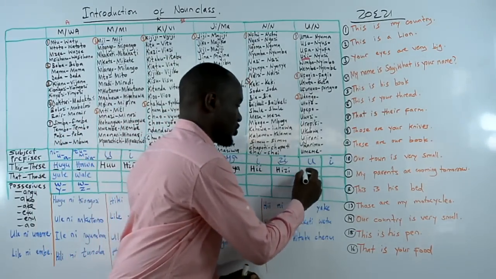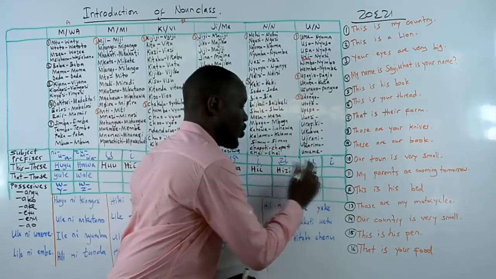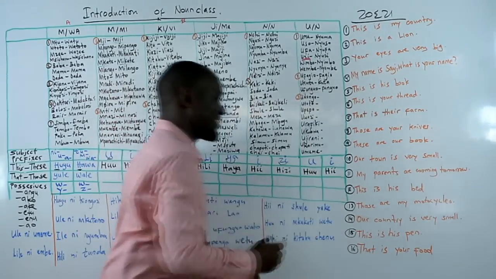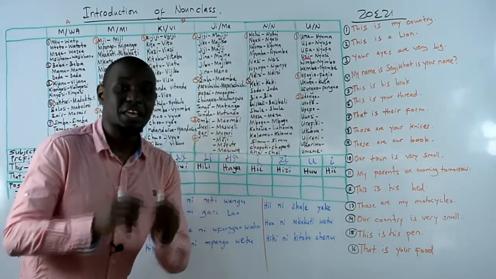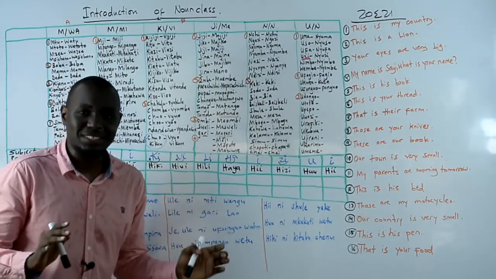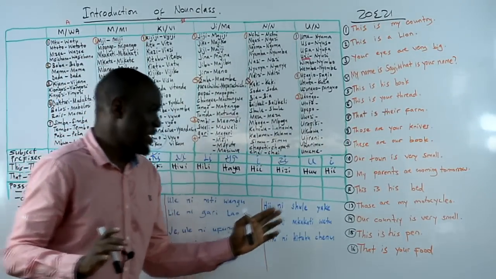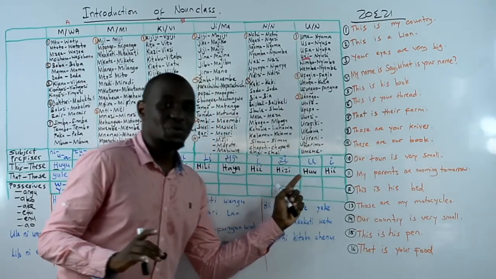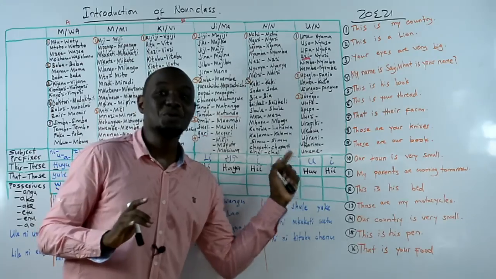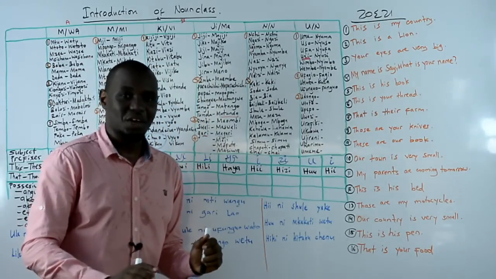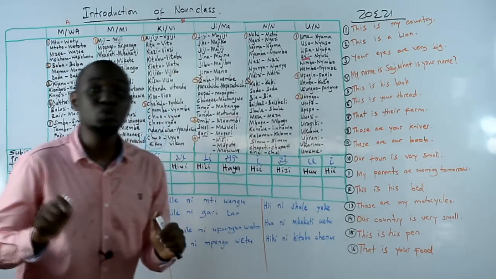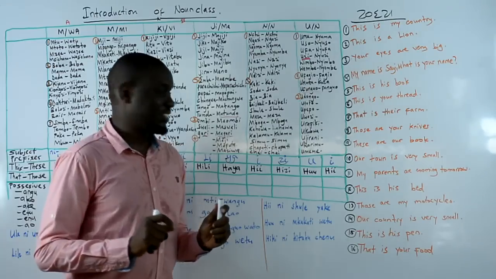It's hu first. Don't forget that. Who and what? Hu. You see? So how do you say, this is electricity? Don't touch it. This is electricity, my friend. How do you say that? That will be hu ni, and electricity in Swahili is umeme. Hu ni umeme. Usiguse. Don't touch it. Hu ni umeme. Usiguse. Don't touch it.